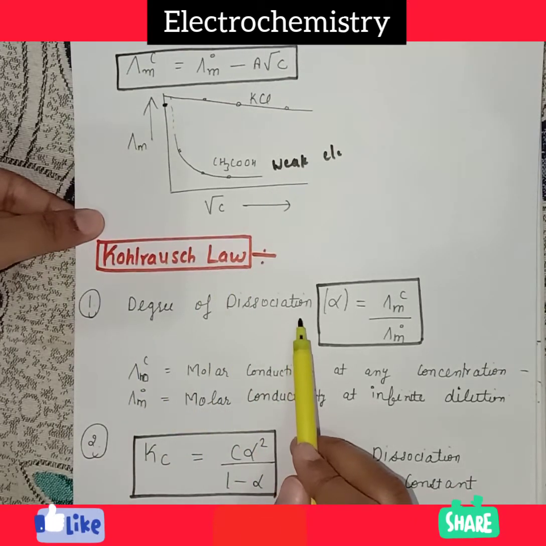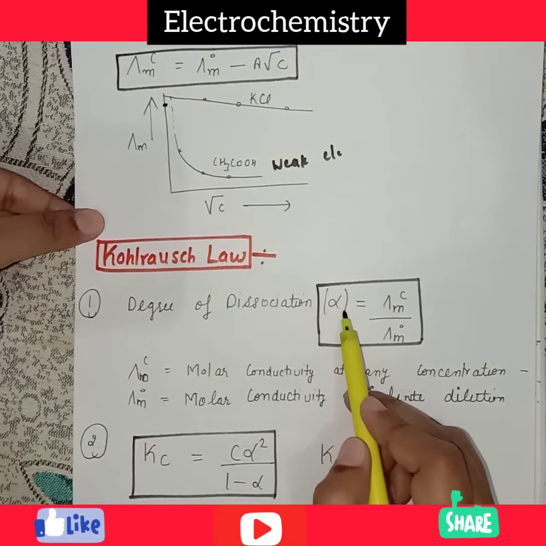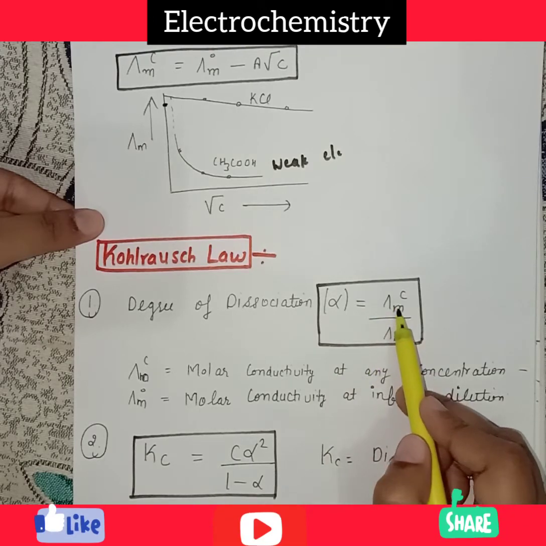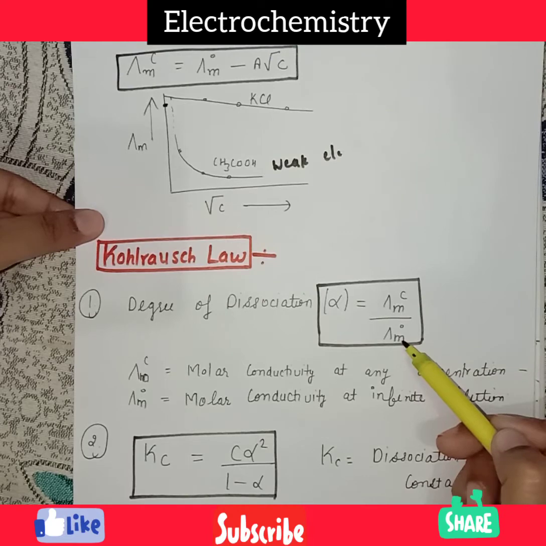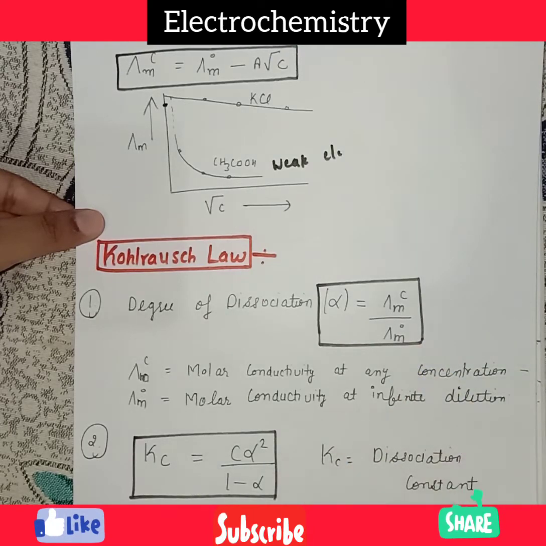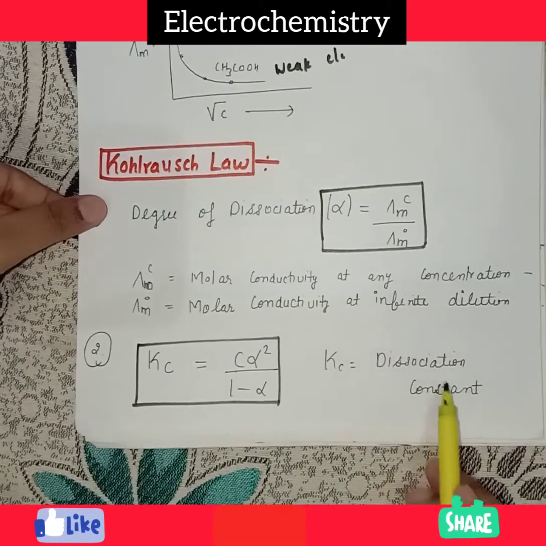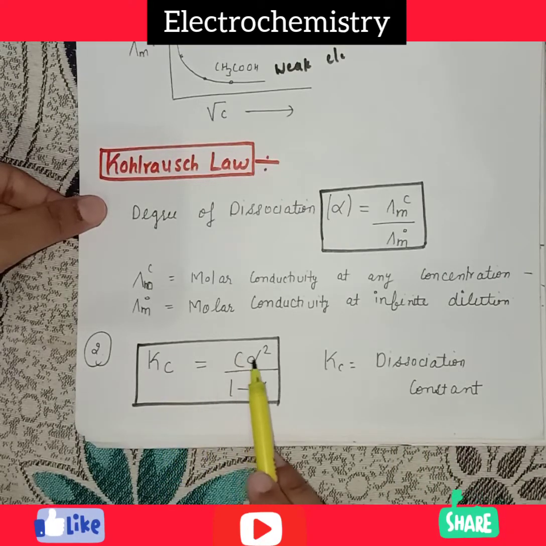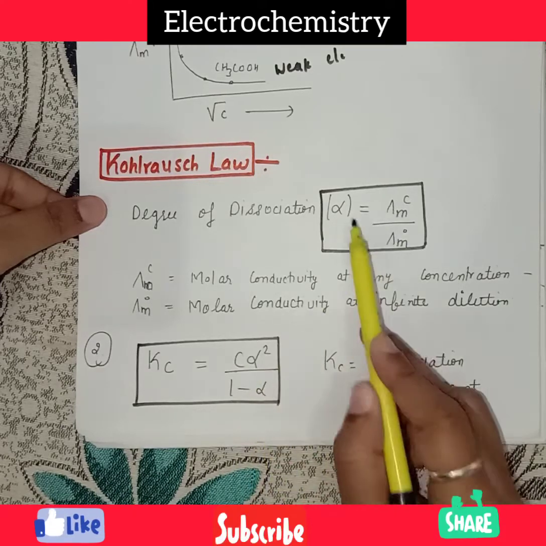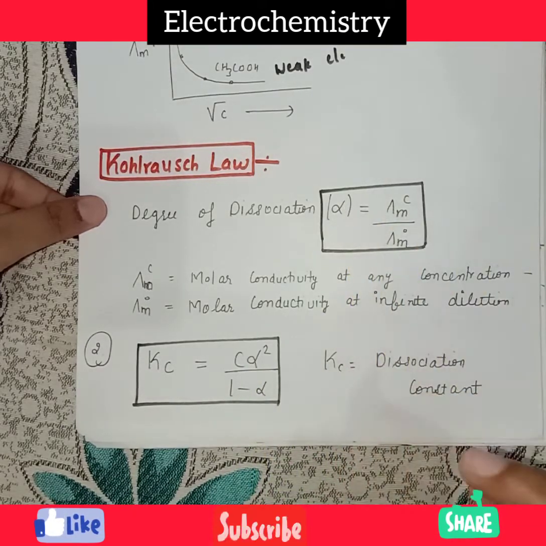So important formulas from Kohlrausch law. First is degree of dissociation, denoted by alpha, which is equal to molar conductivity at any concentration by molar conductivity at infinite dilution. Next is dissociation constant. This is Kc is equal to C alpha square by 1 minus alpha. This alpha here is the degree of dissociation.